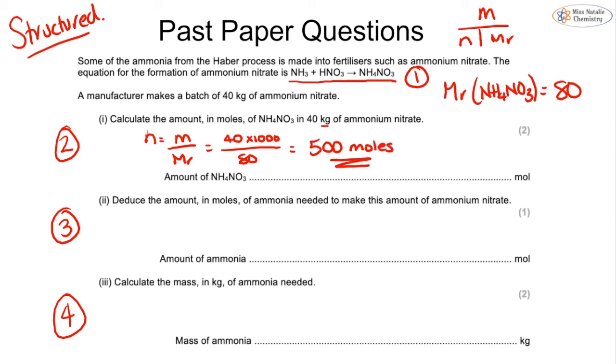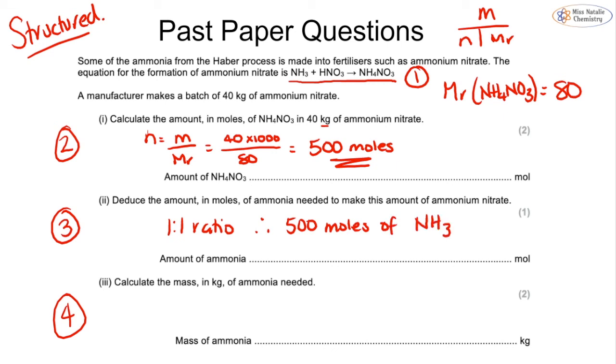Then we want to deduce the amount in moles of ammonia. So this is looking at the mole ratio. So we can see that the ammonium nitrate has a coefficient of 1, and so does the ammonia. So they are in a 1-to-1 ratio. Therefore, you have 500 moles of ammonia.